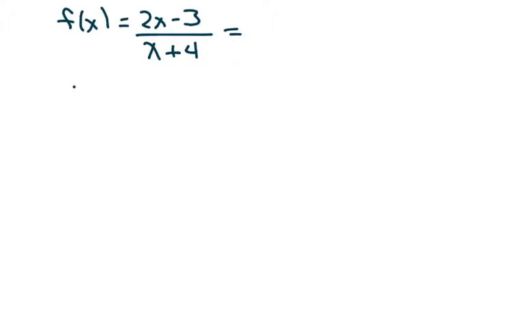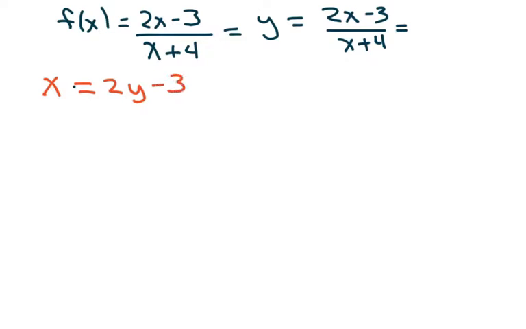So the next one is f of x equals 2x minus 3 over x plus 4. I'm going to write this with y instead: 2x minus 3 over x plus 4. Switch the x and y. You switch the x and y, you're going to get x equals 2y minus 3 over y plus 4.